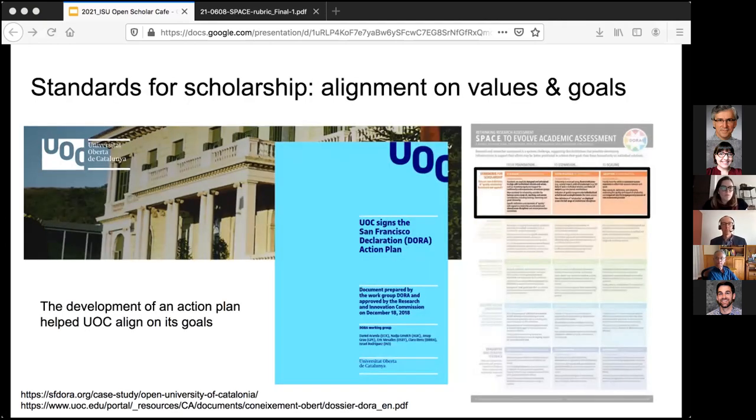Okay, so the first thing that the task force did, besides the background research, was to develop an action plan. And this really helps them to align on their goals. It's really comprehensive. It has a timeline, what they aim to achieve, what their sub-goals are. And in addition to creating this vision, by having this action plan published, it can also be used as a communication tool for the university.